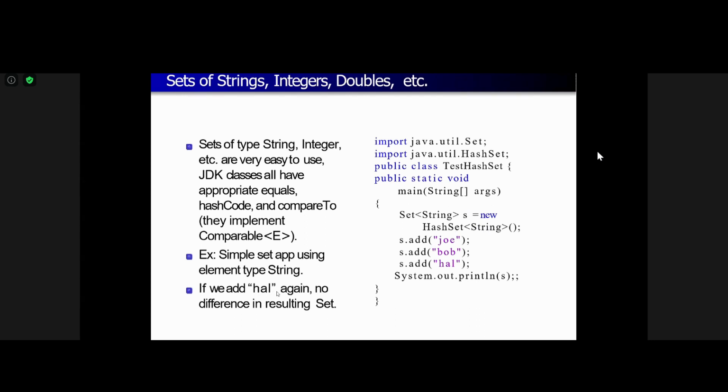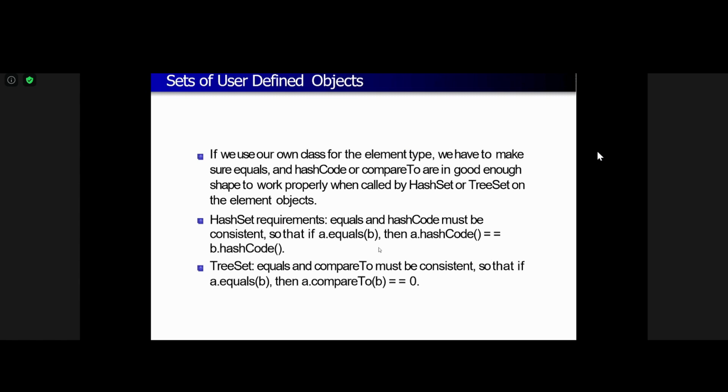And of course if we add HAL a second time, it won't fail or anything, it'll just quietly ignore the addition, because the set can't have any duplicates. So far we've looked at the simple cases where we're using the JDK types for elements. So what happens if we use our own class for the element type?